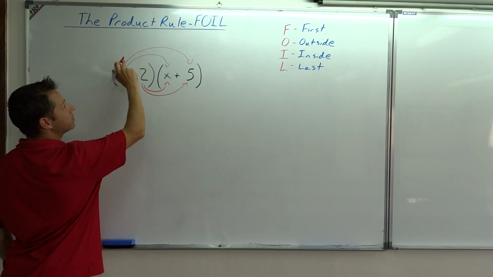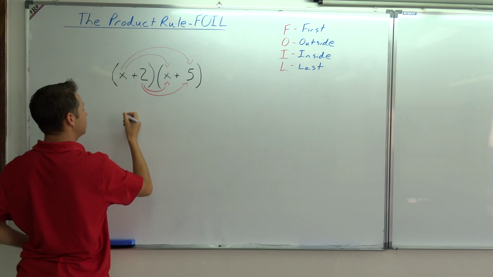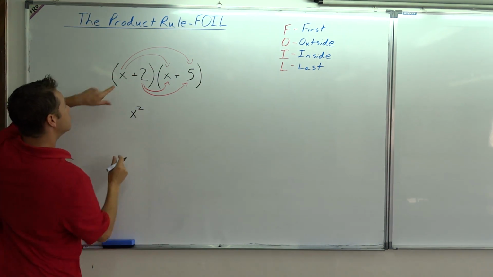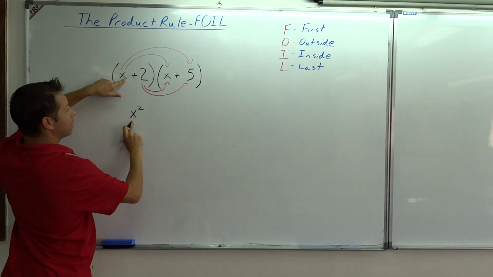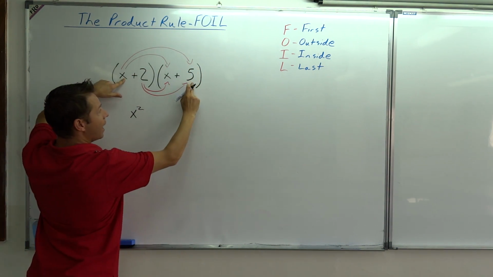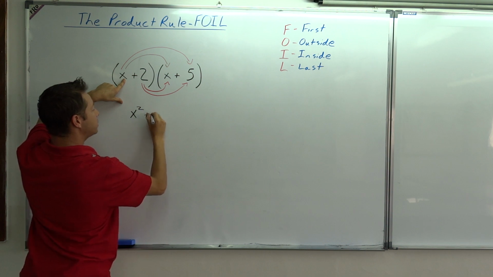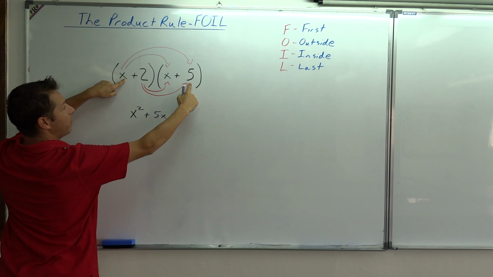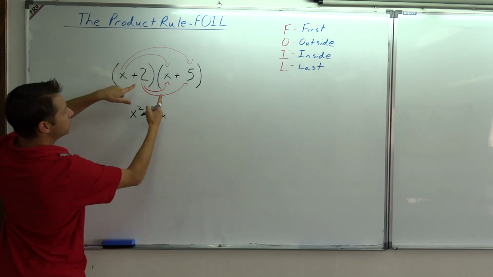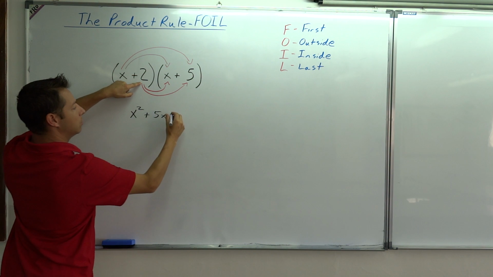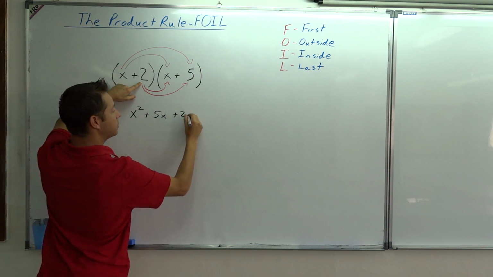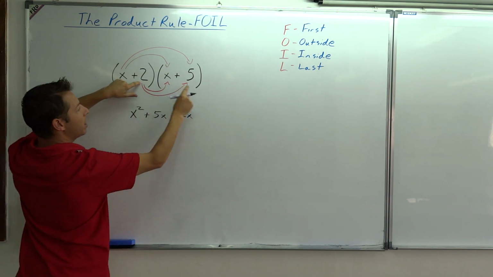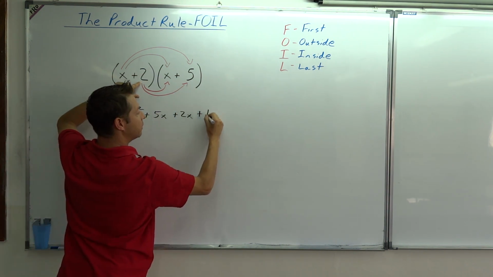So I've got x times x as my first. That's going to be x squared as my first term. Then I'm going to be multiplying x times 5, which should be positive 5x. That's my outside terms. Now I'm looking at my inside terms, which is 2 times x, which is going to be positive 2x. And then I'm going to be multiplying my last terms, which is 2 times 5, which is positive 10.